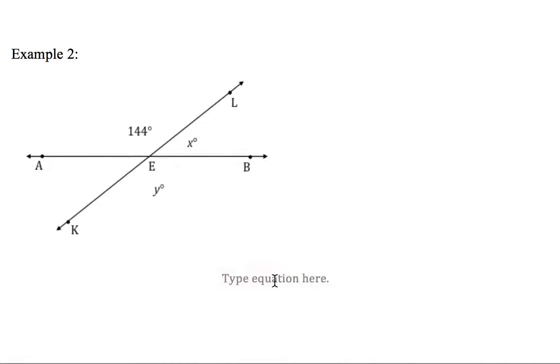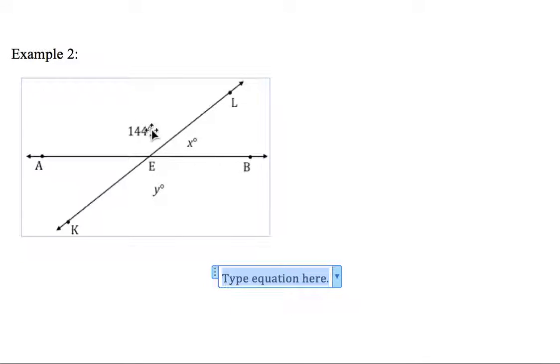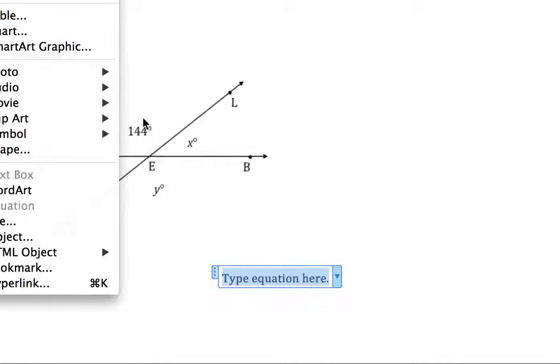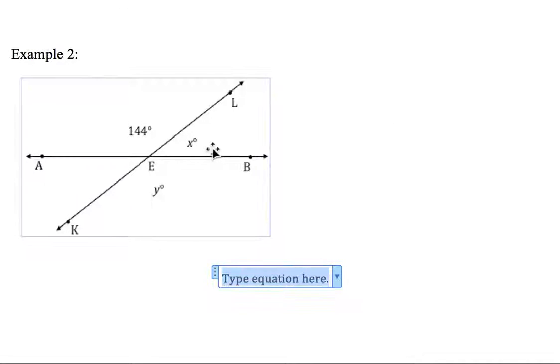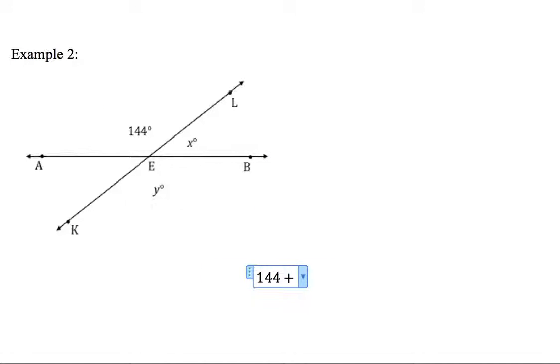So in example 2, I have two different variables to solve for. Let's start with x. What you need to recognize here is that all of the angles on a straight line equal 180. And when I take 144 and x together, those two angles make up a straight line. And so 144 plus x must equal 180 degrees. So now it's just, again, a simple algebra problem.